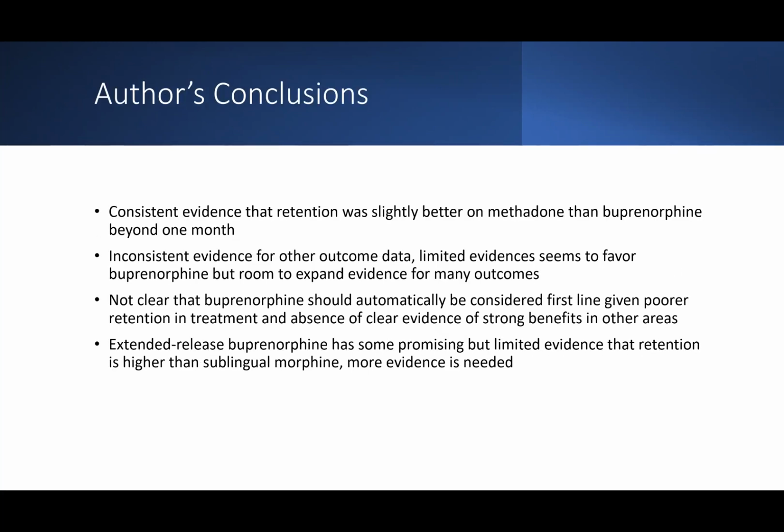And so to kind of go over the author's conclusions, it seemed pretty reliable that retention was better with methadone than it was with buprenorphine over the course of 24 months. Kind of inconsistent or not enough evidence for a lot of the other outcome data. Some limited evidence. There were a few things that buprenorphine seemed to have an advantage over methadone on. I think one of the notable ones is the cardiac dysfunction, but definitely room to expand evidence for a lot of other outcomes. And so basically the author concludes that perhaps buprenorphine shouldn't be considered first line by default, given it seems to have lower retention in treatment and not clear evidence of strong benefits in other areas.